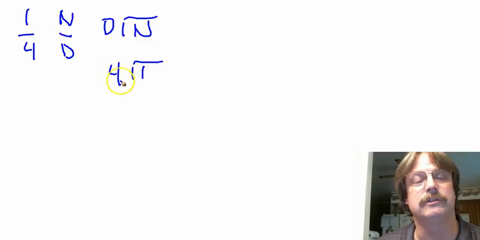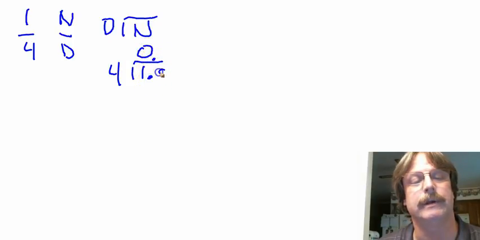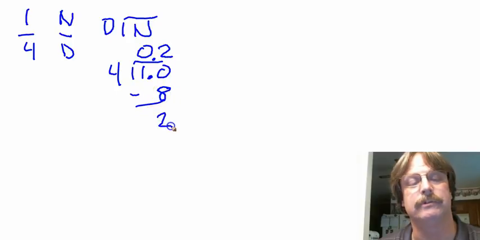Go through a series of questions. 4 does not go into 1, so that's 0. We have a decimal place here, and we can add a 0. 4 goes into 10 how many times? That's 2. We can't exceed, so that's 8. From our math facts, 4 times 2 is 8. We're left with 2. I can add another 0. I still don't change that original number.